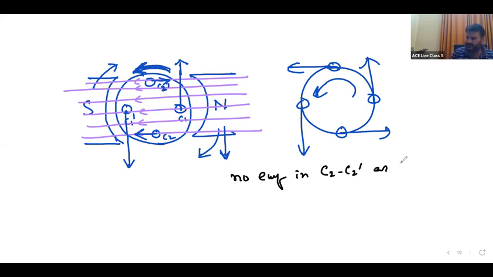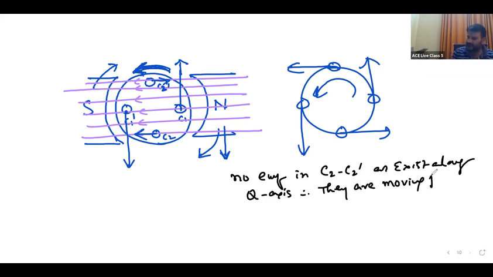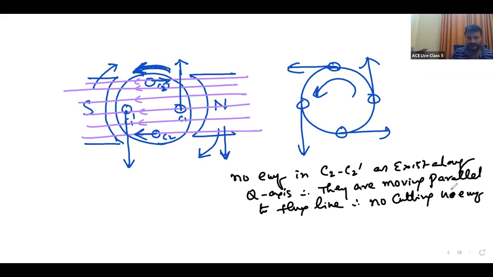As they exist along the Q axis, they are moving parallel to the flux lines. Therefore, no EMF. No cutting, no flux. No cutting, no EMF. There is no EMF in C2 and C2 dash.